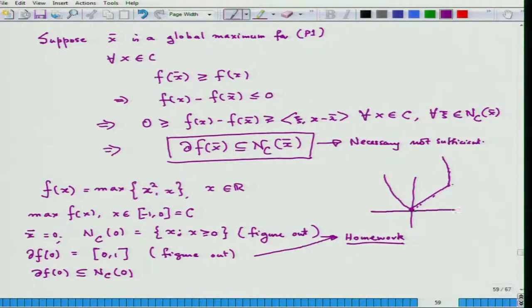Here x equal to 0, this is the graph, and x equal to 0 over the set [minus 1, 0]. Take x equal to 0 and take x equal to minus 1. So, on this particular set it is clear that 0 is the global minimizer of the function. So, you can actually see that over the whole R it is a global minimizer. So, you can really see that this condition is satisfied, but x equal to 0 is a global minimizer.